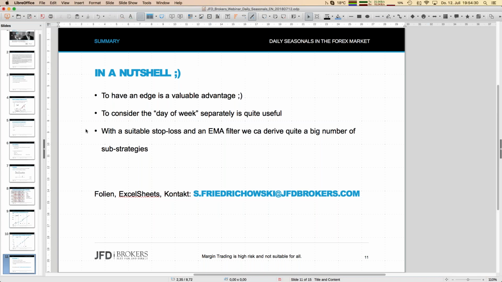So daily seasonals is a good thing, and I've started a few more things already on daily behaviors because it's that promising that I can combine the daily aspect, the day of the week, with other strategies as well. And that kind of combination looks good.